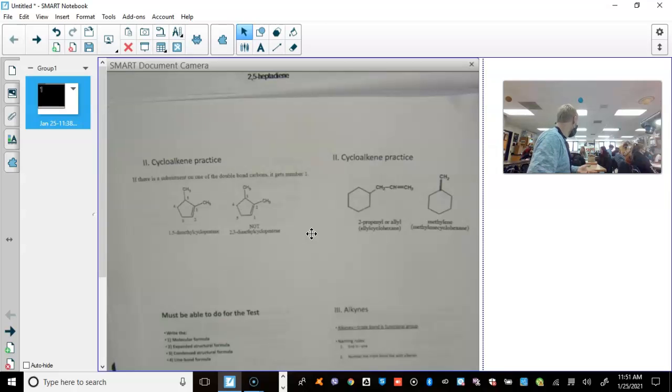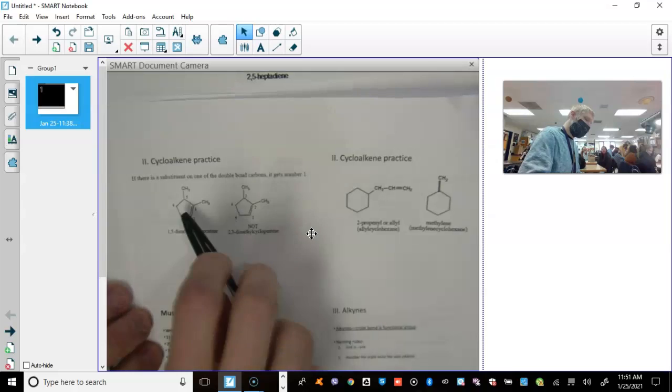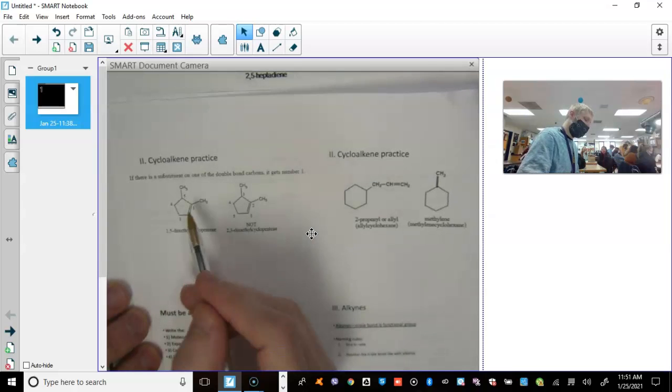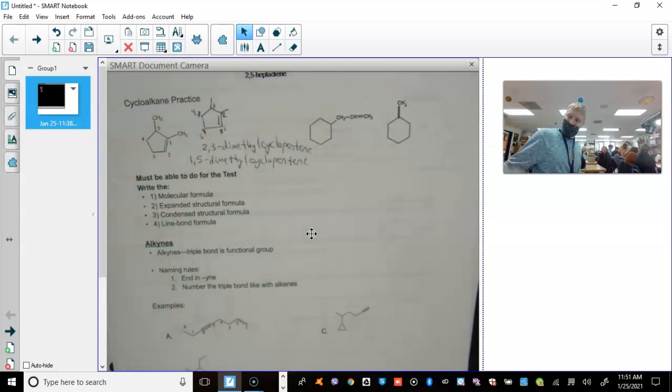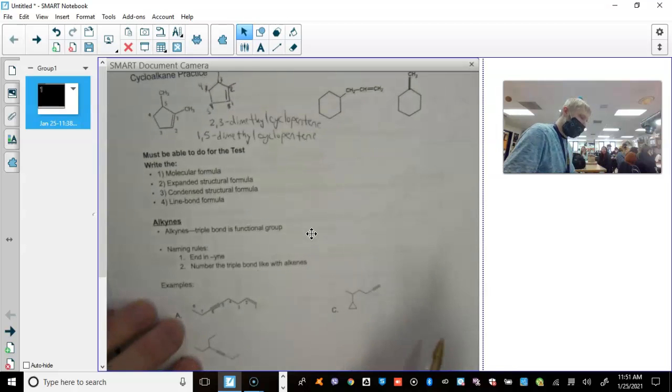So, can chemists be a little sloppy with their naming? Apparently. But IUPAC would say that if it's a substituent connected, then that's where you start your counting. Is that going to be on an IB test? No. But just a fun fact.